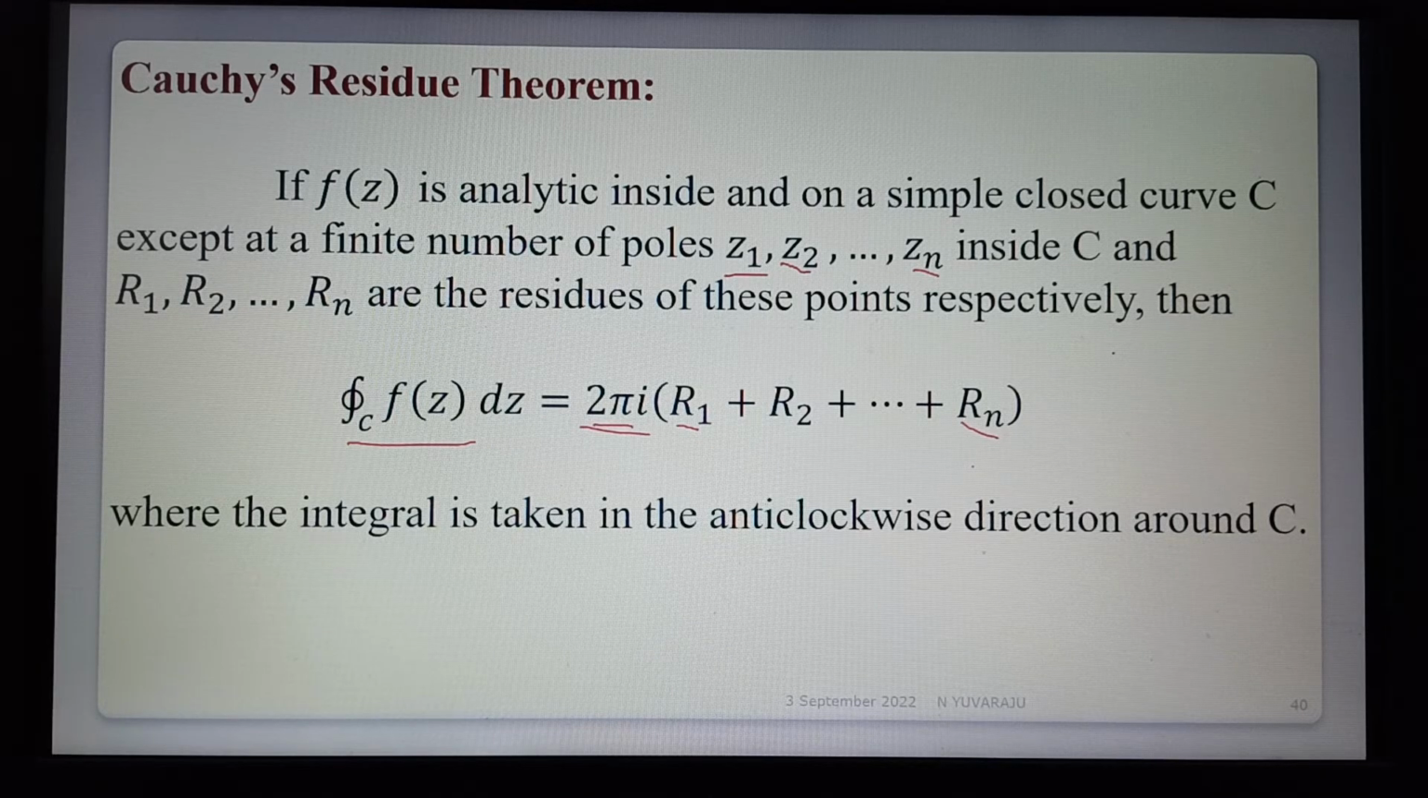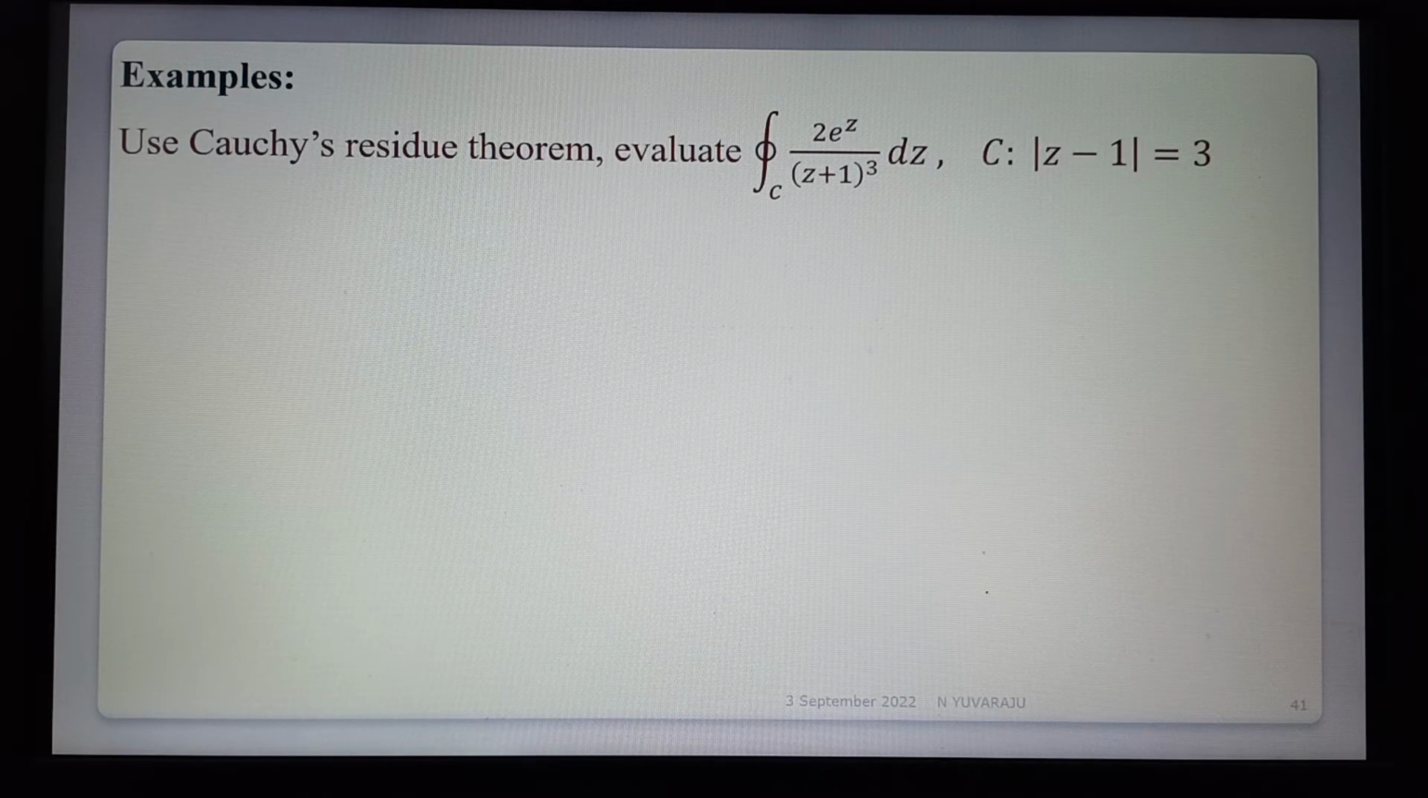Okay, now we see an example on this theorem. First example: use Cauchy's residue theorem to evaluate the integral over C of 2 e power z by (z plus 1) whole cube dz, with the given region mod z minus 1 equal to 3. Mod z minus 1 equal to 3 means the center is (1, 0) and the radius is 3. See the solution.